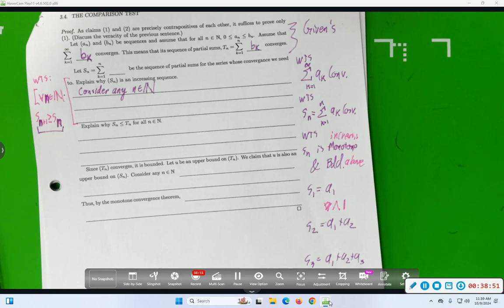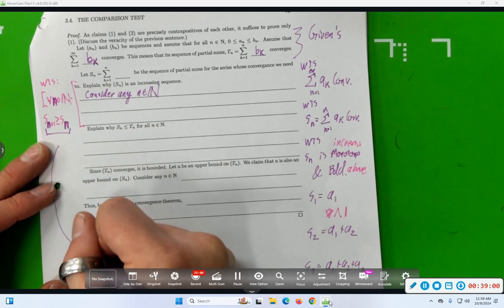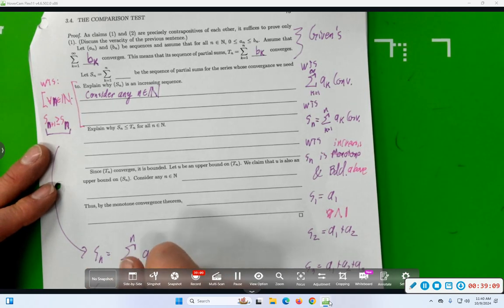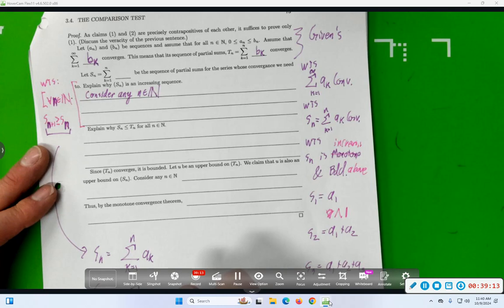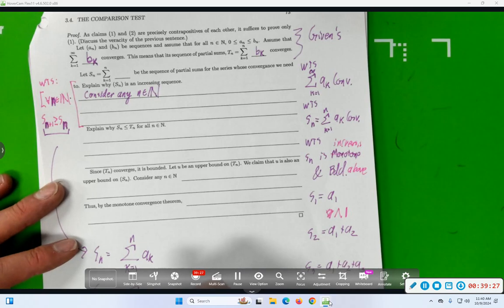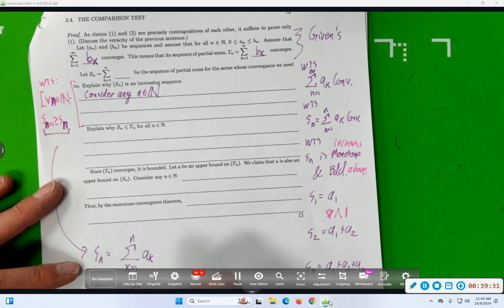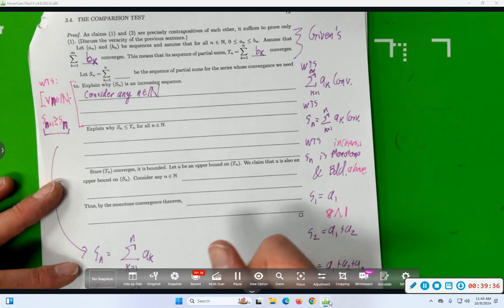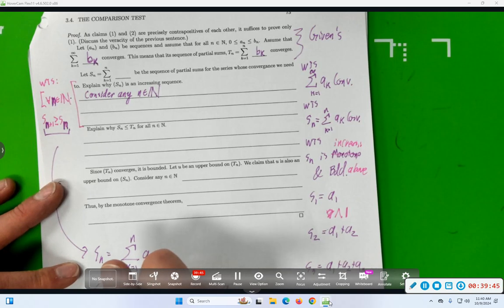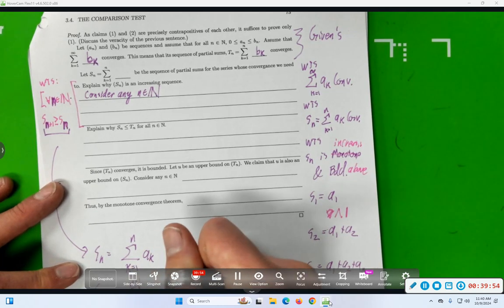Because Sn is the sum of ak, k equals 1 to n, and then Sn plus 1 is the sum to n plus 1, so it would be equal to Sn plus a sub n plus 1. I think that's right. But let's put the thing in the space that's going to go before that. I think that's true. So Sn plus 1 is the sum from k equals 1 to n plus 1. So I could split that off as the sum from k equals 1 to n of ak plus a sub n plus 1.